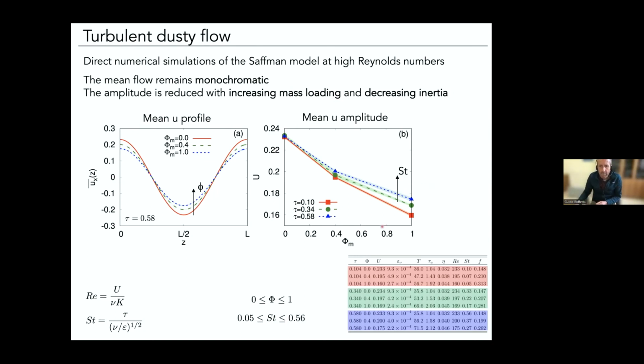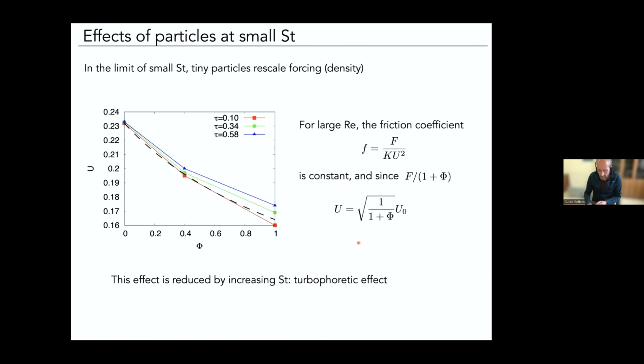So the first one, the behavior with phi, can be understood, at least in the limit of very small Stokes number, by the Saffman general argument. You remember that I stressed at the beginning that you can consider the flow as a Newtonian flow with a forcing which is reduced by the factor 1 plus phi. Because we are in a turbulent regime, we know from the picture that I showed before that the friction coefficient for the Kolmogorov flow, which is given as usual by the forcing over u squared, is almost constant. We assume that it's constant.